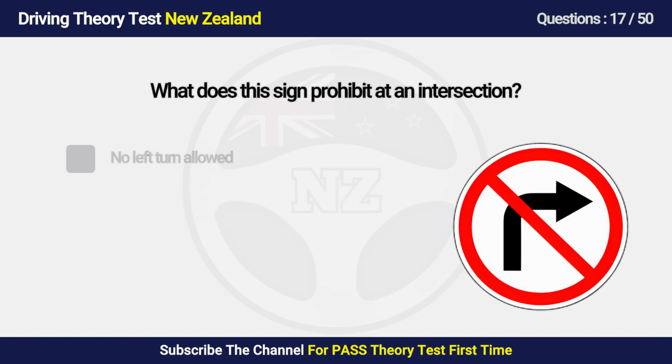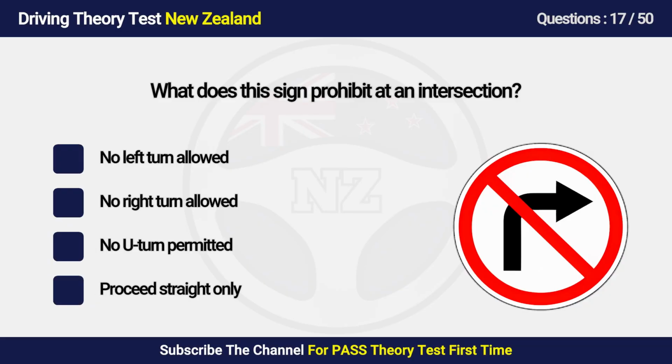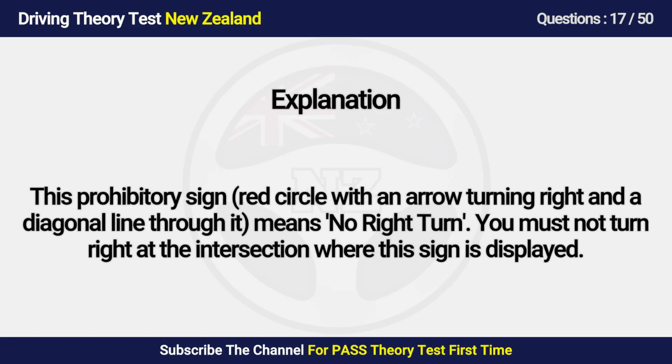Question 17. What does this sign prohibit at an intersection? A, no left turn allowed, B, no right turn allowed, C, no U-turn permitted, D, proceed straight only. Answer is B, no right turn allowed. This prohibitory sign, a red circle with an arrow turning right and a diagonal line through it, means no right turn. You must not turn right at the intersection where this sign is displayed.